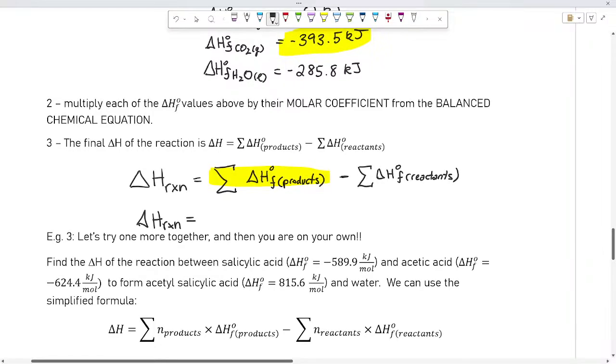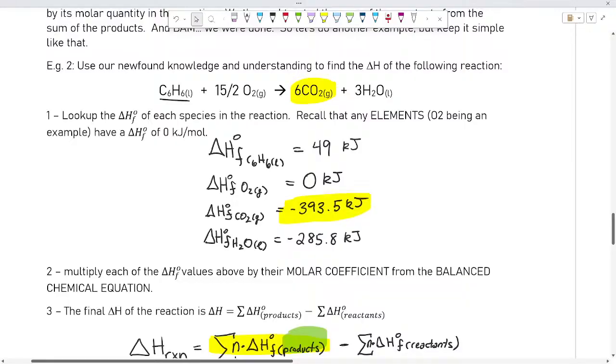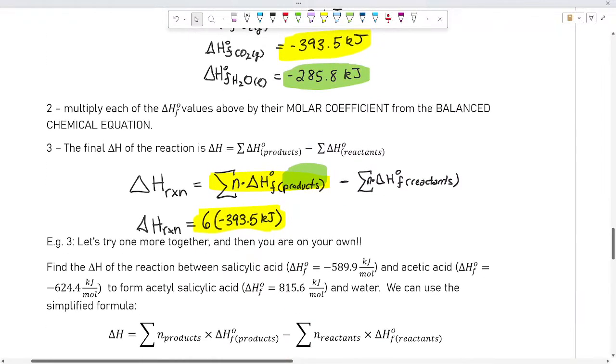Okay, look here. In each of these, we're going to multiply it by its coefficient. Does that make sense? So this will be 6 times -393.5. That will take care of the CO2. Good. We also want to take care of the other product. What's the other product in this reaction? Water. And the delta H of that is -285.8.